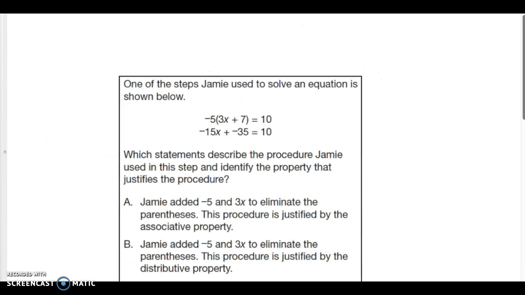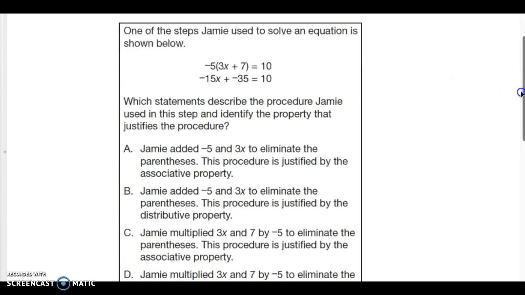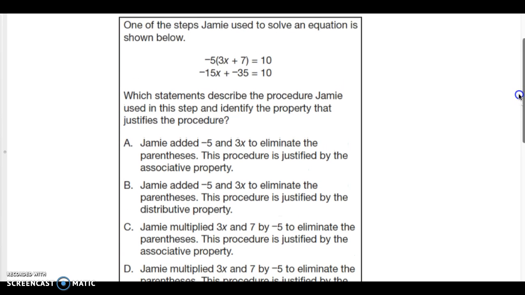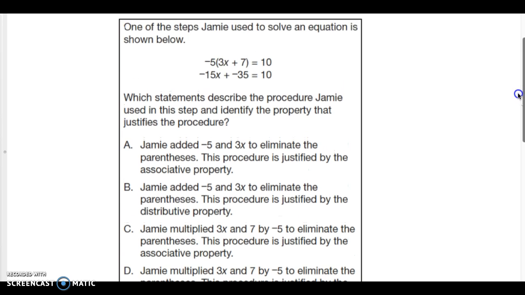So here are two problems we can look at in which you're asked to solve the equation. And it says here, one of the steps Jamie used to solve the equation is shown below. So think about what she did. She went from this to this, and she basically cleared the equation of the parentheses. So think back to those properties that I just showed you. You can also look at your formula sheet, but what did she do?